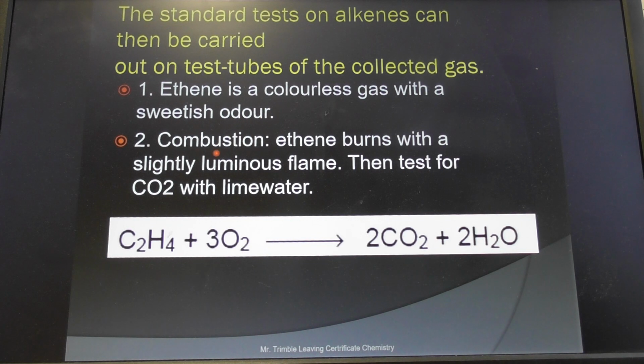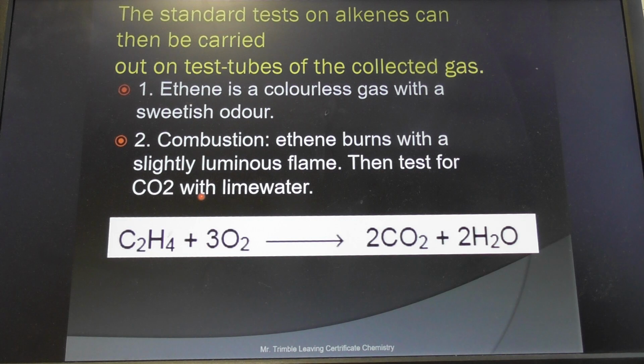Combustion: ethene burns with a slightly luminous flame. Luminous is that yellow-tinged flame, and there's not very much soot. The soot is present, caused by the presence of large amounts of unburned carbon, effectively. And then the test for CO2 in lime water, you might remember that from junior cert.